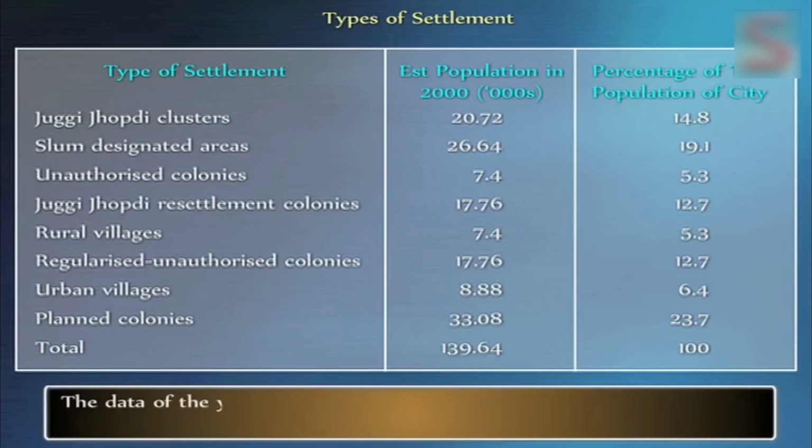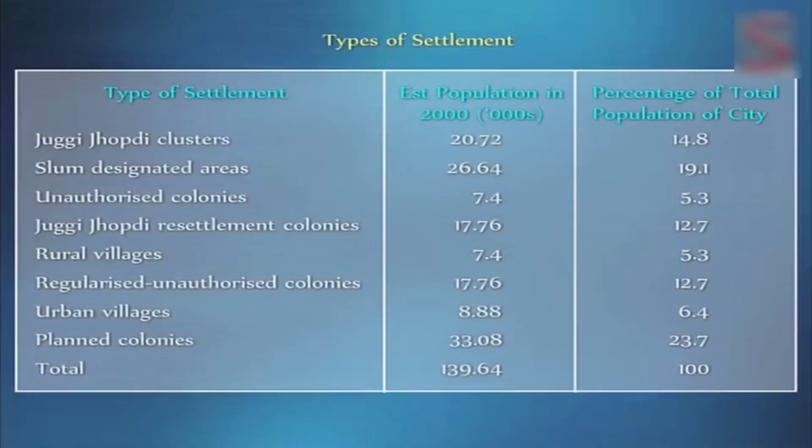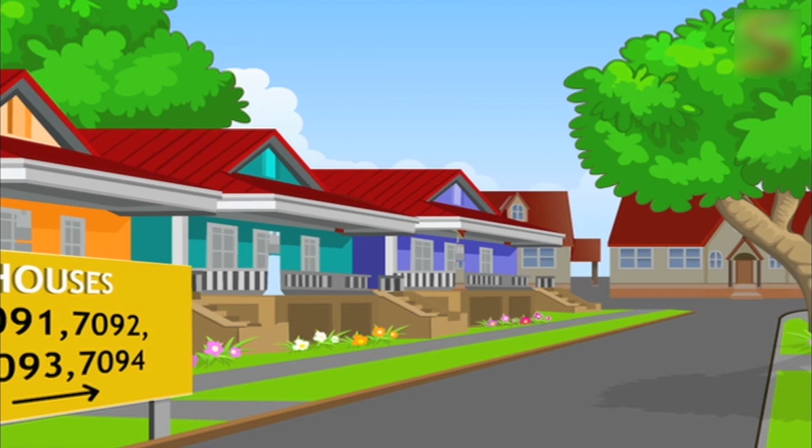Let us have a look at the data of the year 2000, which points out a similar settlement pattern that is prevalent now. According to the data, there are different types of slum areas or the areas where the poor people lived, which began as unauthorized colonies in the city of Delhi. A little later, some of the areas were regularized and were accepted by the local authorities as valid settlements, which have become designated slum areas or resettlement colonies or regularized unauthorized colonies. The other areas, however, continue without legal acceptance as settlements like the Jhuggi Jhopdi clusters and unauthorized colonies. From this table, we can see that only 23.7% of the population was living in colonies with a proper legal status.